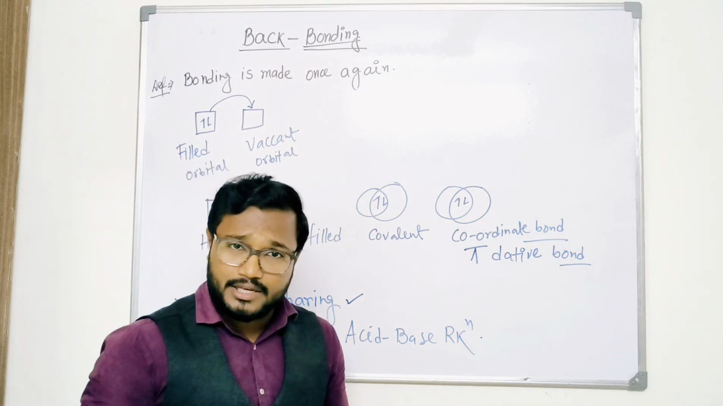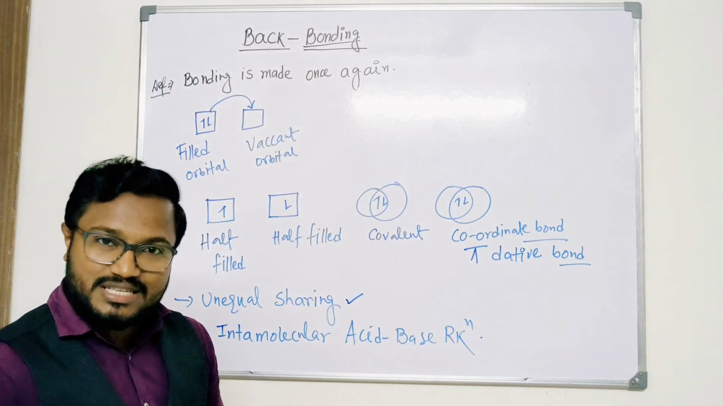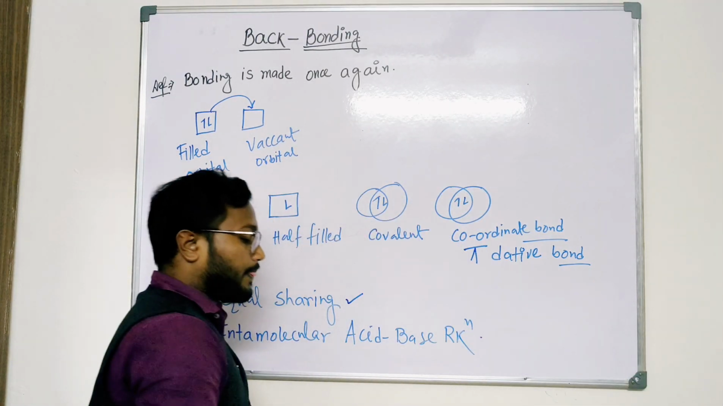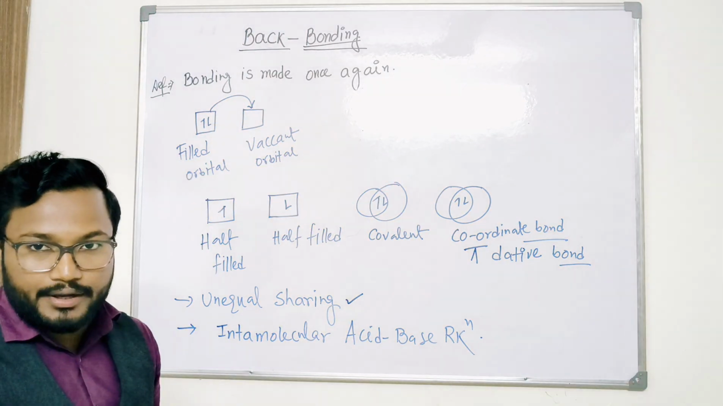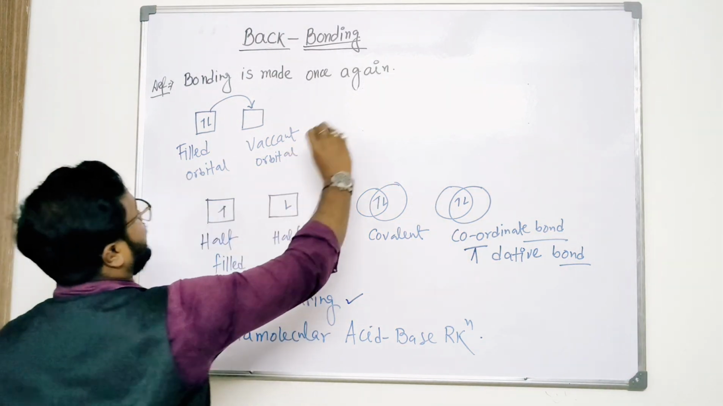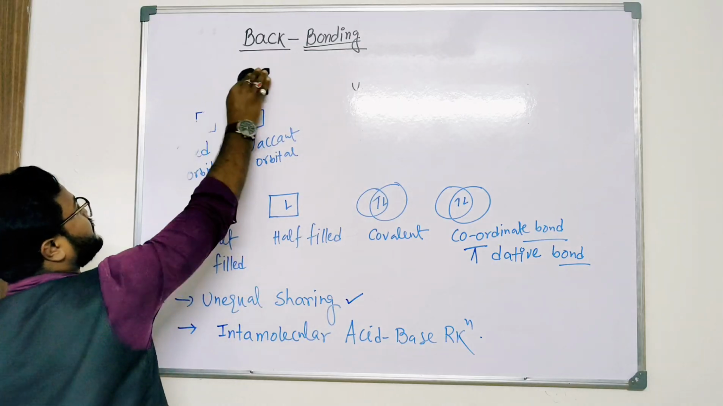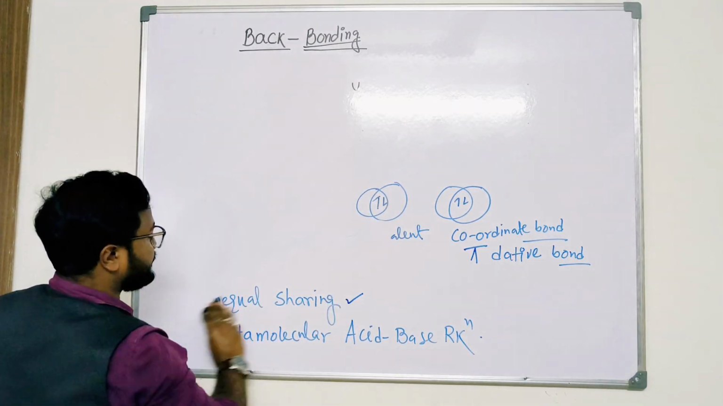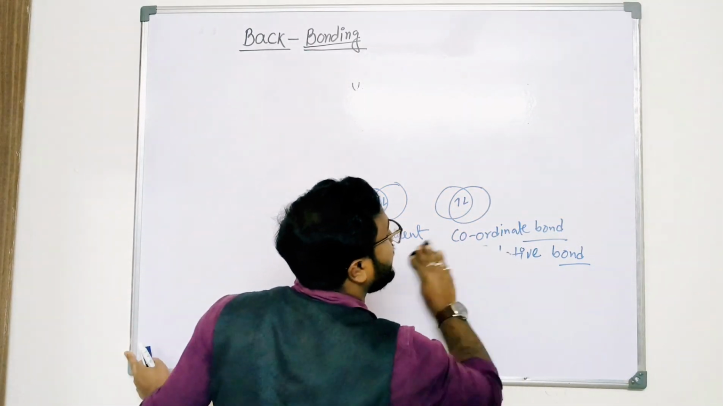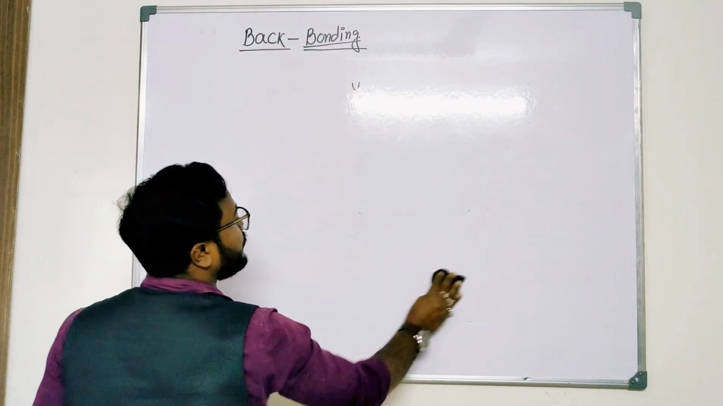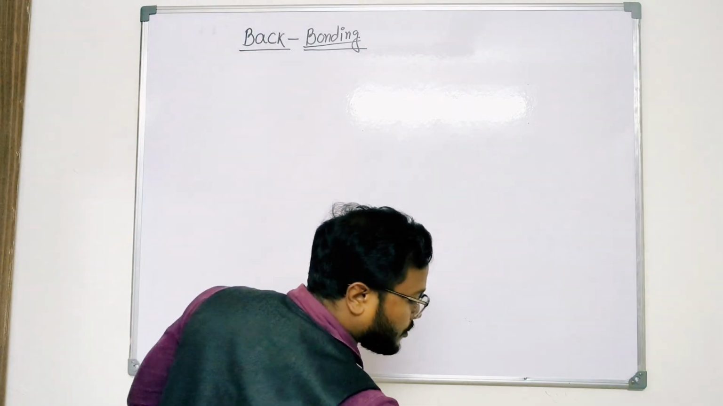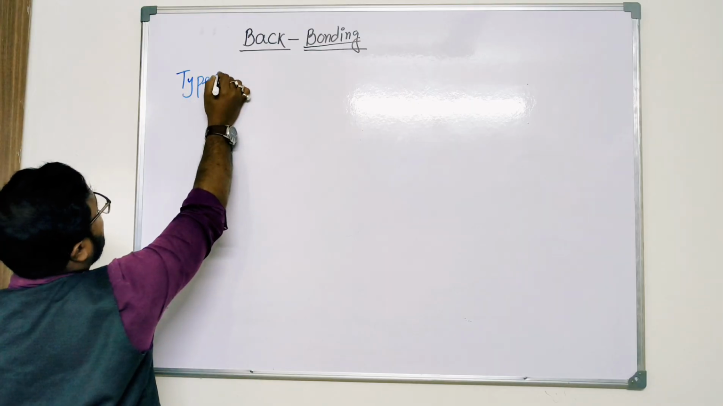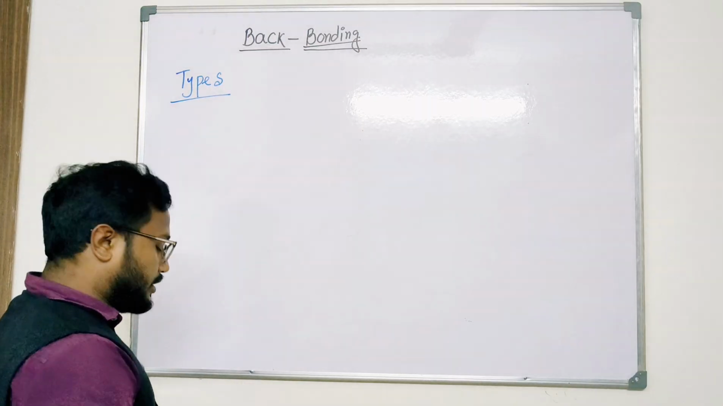How many types are there? Why is the bond made once again? Let's check all the details. So what are the conditions of back bonding? First we need to know about them. Let's check. And what are the varieties of back bonding? We can say there are basically three types of back bonding. What are the types of back bonding?